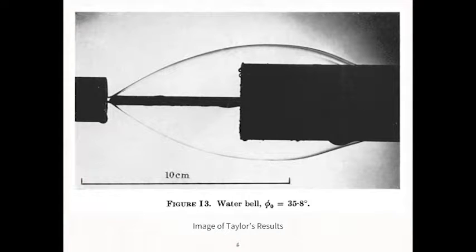This image is one of the images that Taylor was able to create of his water bells. You can see the stream starts here on the left and flows over the conical ending of a skinny tube in the middle, creating this really clean water bell.